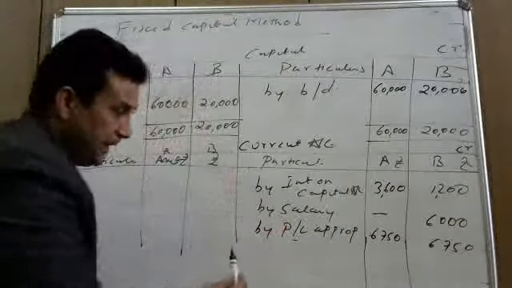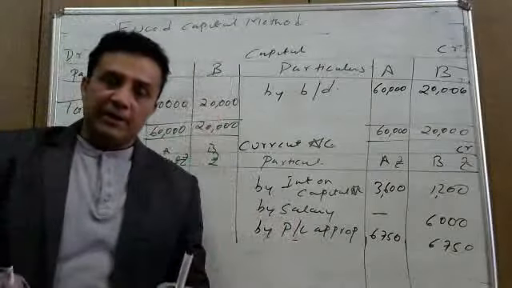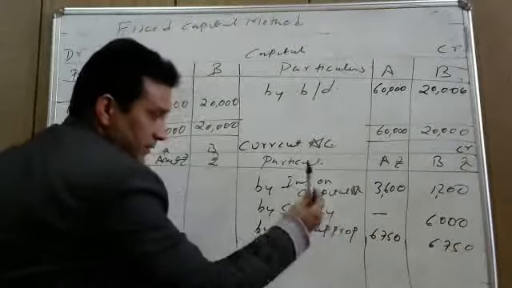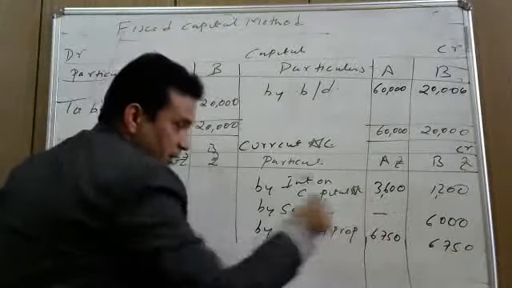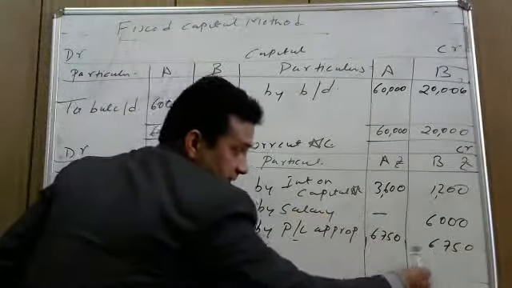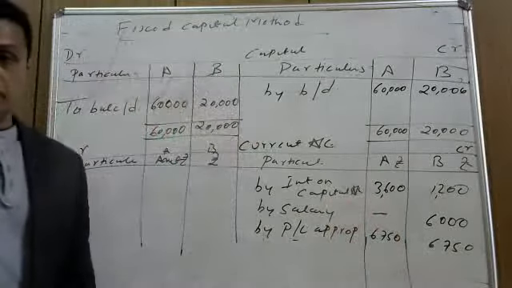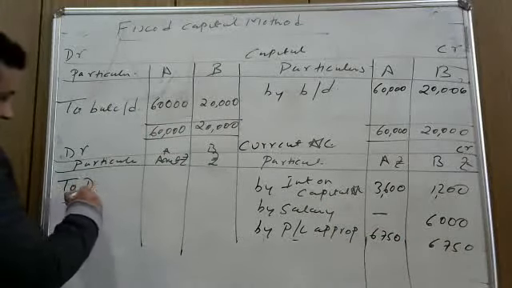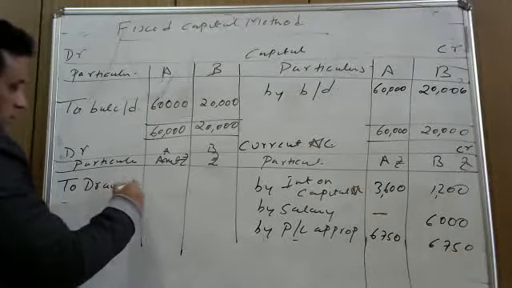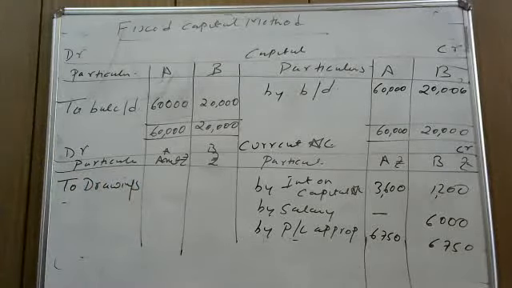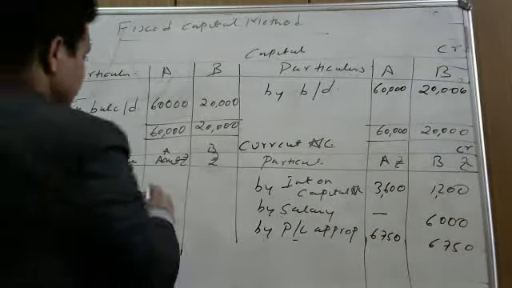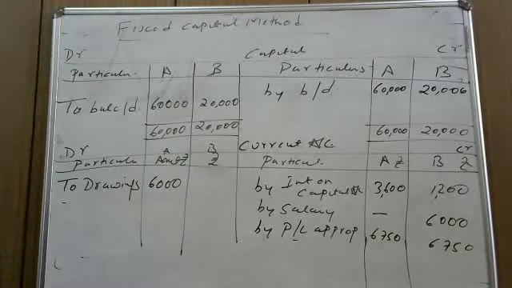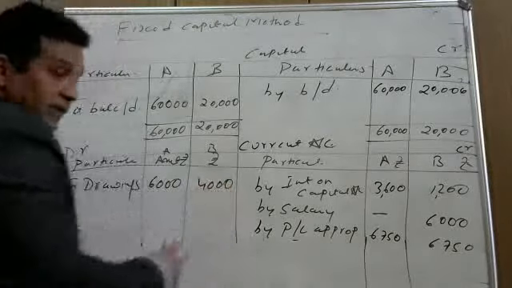Please check the P&L appropriation account if you cannot understand this. We prepare the P&L appropriation account so that we can find out the net profit divisible to A and B. So first, they are getting interest on capital. B is getting a salary of rupees 6,000. Their profit share is 6,750. Similarly, they withdraw money. We write here "To drawings". During the year, check the question, how much A withdrew and how much B withdrew. A withdrew 6,000 rupees and B withdrew rupees 4,000.